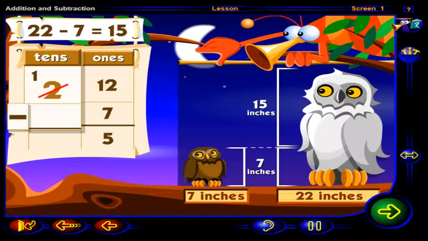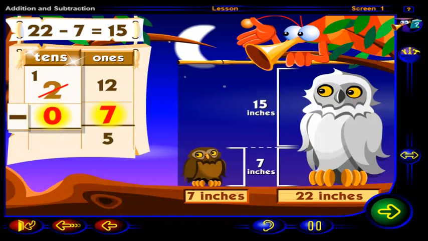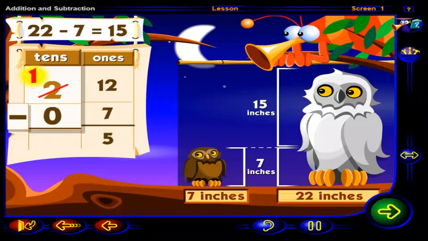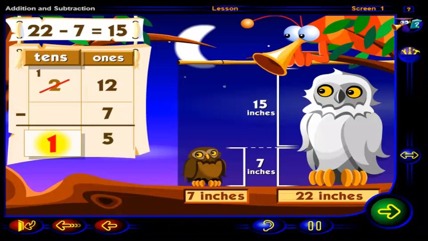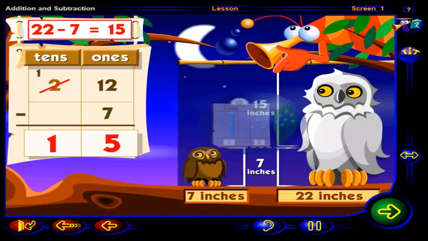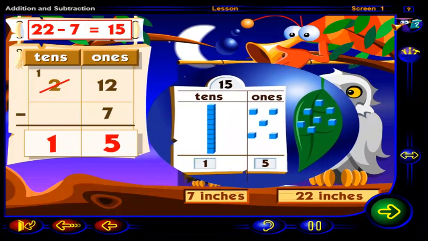Now let's look at the tens place. Because there are no tens in 7, we can write a 0 here in the tens place to show 0 tens. Click on the tens place. 1 10 minus 0 tens is 1 10. 1 10 and 5 ones is the number 15. So 22 minus 7 is 15. And this is the same answer we found when we used the blocks.